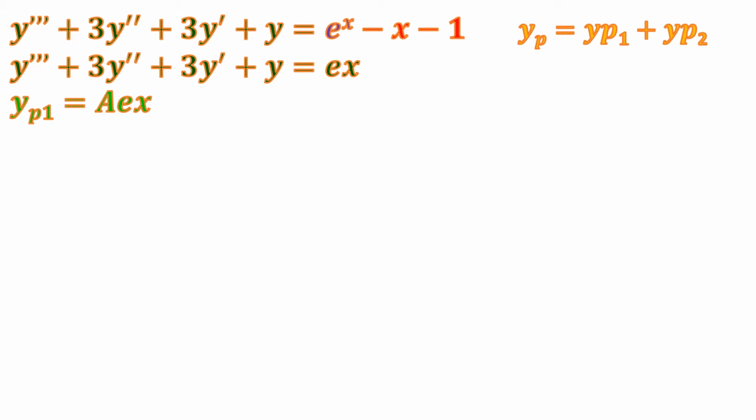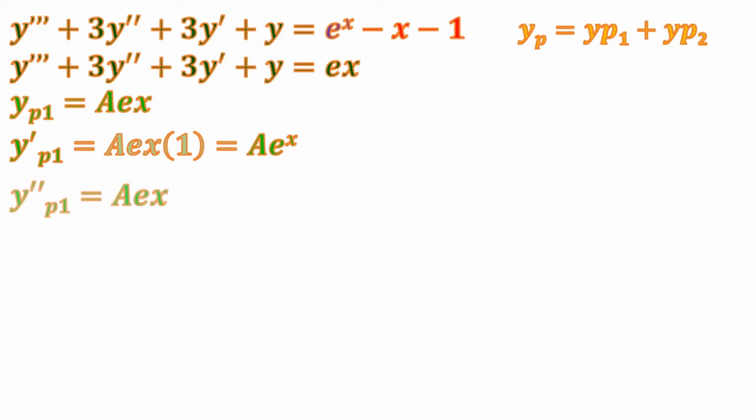So to find that constant, we'll continue, we'll derive y with the first derivative. The derivative of ae to the x will be itself times the derivative of x, which is 1. And of course, it will be ae to the x. So it's going to be the same. And if you get the second derivative, it's still ae to the x. And if you get the third derivative, still it's going to be the same.